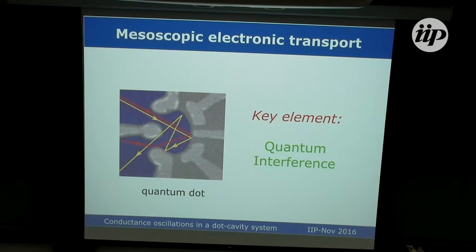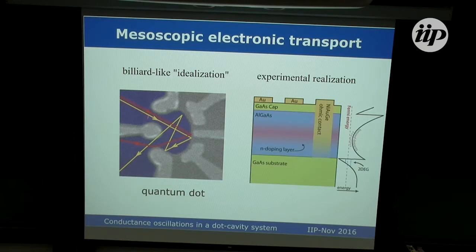And this is, let's say, a view of a quantum dot, a lithographically grown quantum dot, where one would say that, like a theorist, the way you analyze it is, you think of a billiard-like idealization. Electrons come from one entrance. This is the source, and this is the drain. They dwell for some time here. These are classical trajectories, if you wish, and eventually they come out.